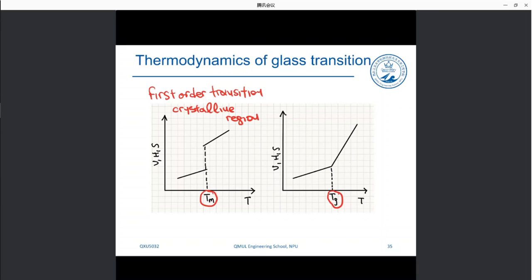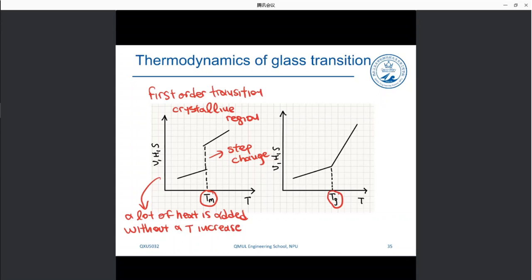Here you can see that we have a step change. What does this mean? It means that a lot of heat is added to our polymer, to our material, without a temperature increase. A step change of heat or of volume or of entropy.